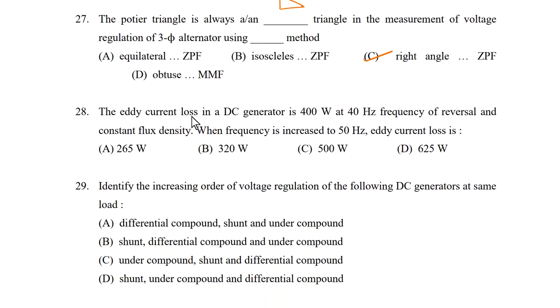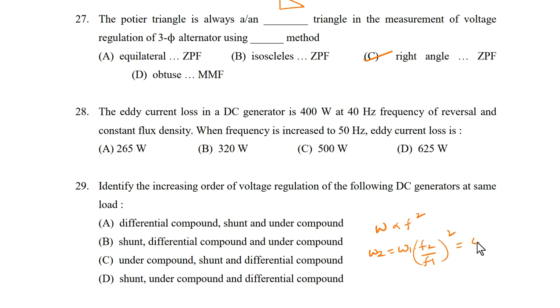Next one. The eddy current losses in a DC generator are 400 watts at 40 Hz frequency of reversal of flux and constant flux density. When the supply is increased to 50 Hz, the eddy current loss will be... We know the formula, eddy current loss is proportional to F square. So W2 is equal to W1 into F2 divided by F1 whole square.